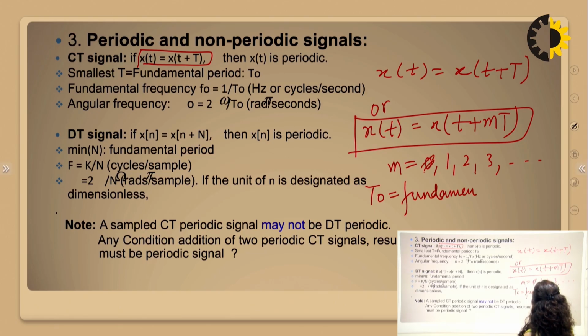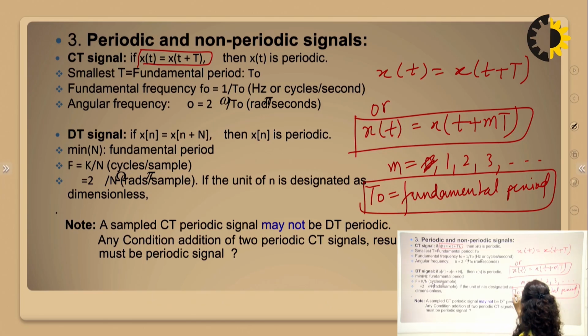For this equation we have a fundamental period, which is the smallest positive value; we cannot put 0 here. So T naught will be the fundamental period, which is equivalent to the smallest value of the capital T. For example, sine or cosine has a waveform which has a periodicity of 2 pi.